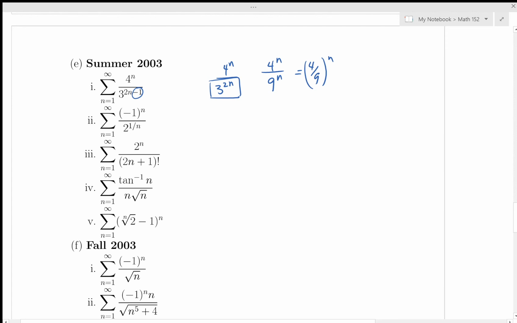Oh, so immediately what should occur to you here? The limit as n goes to infinity of 1 over 2 to the 1 over n. n gets really, really large. That means this becomes close to 2 to the 0, which is 1. So the terms don't even go to 0. You're done. It diverges by the test for divergence.